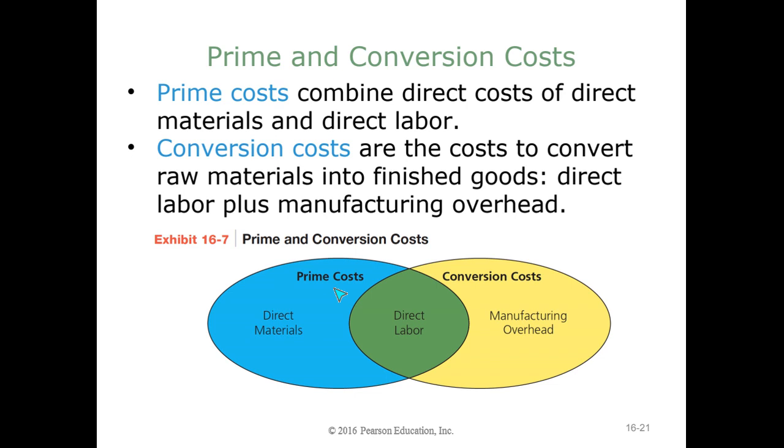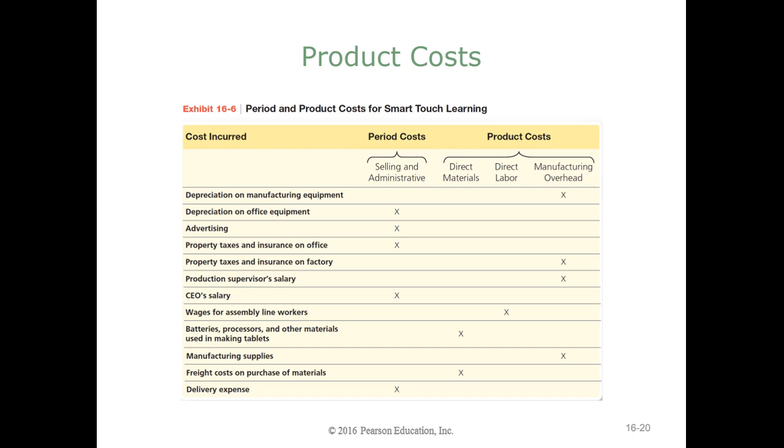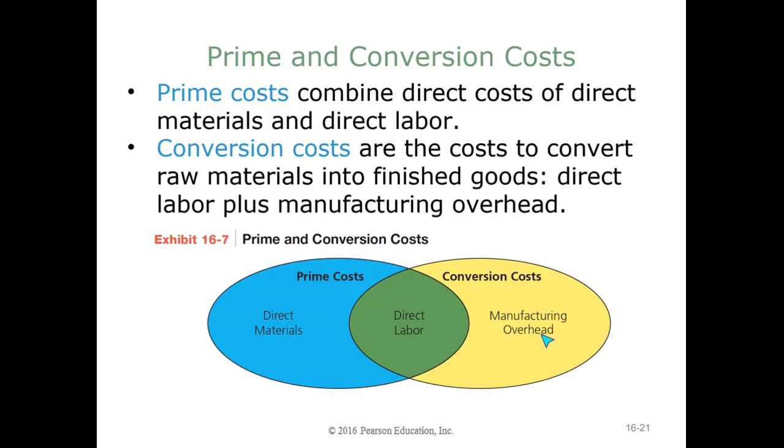Number 15, salary of the factory maintenance supervisor. Product cost, manufacturing overhead, and conversion cost. Yep. So the salary of the factory maintenance supervisor is going to fall under your product cost, manufacturing overhead. And manufacturing overhead falls within conversion cost.